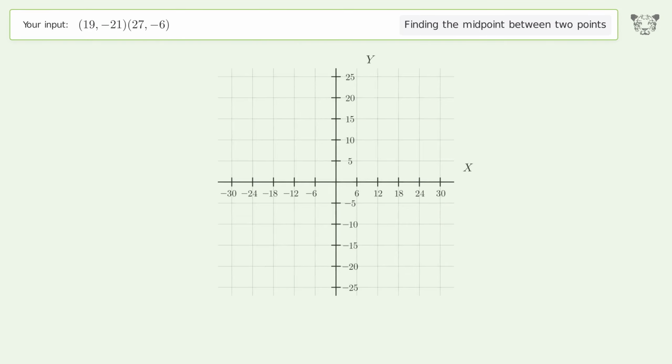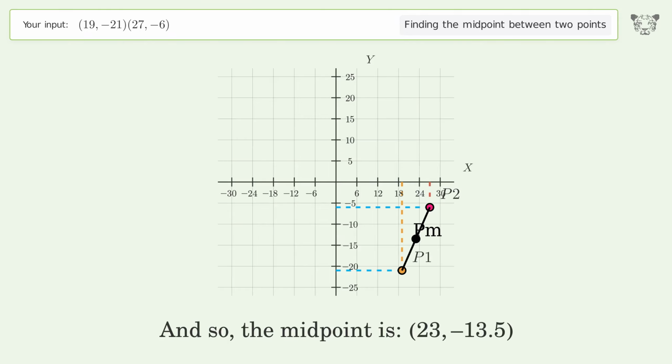And so, the midpoint is 23, negative 13.5.